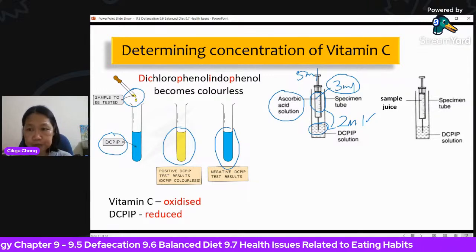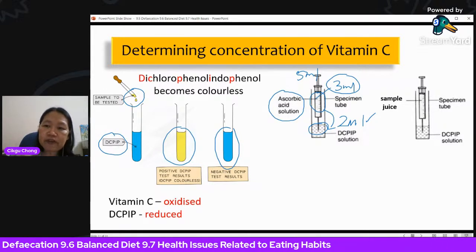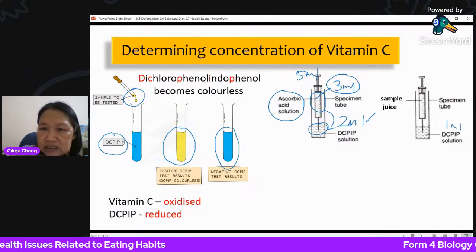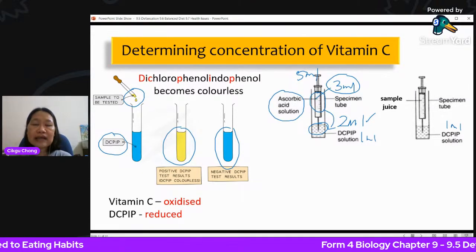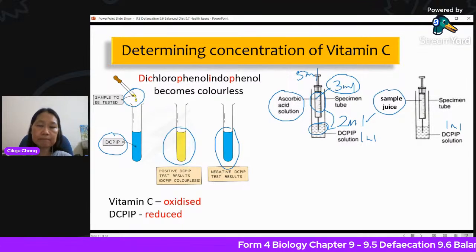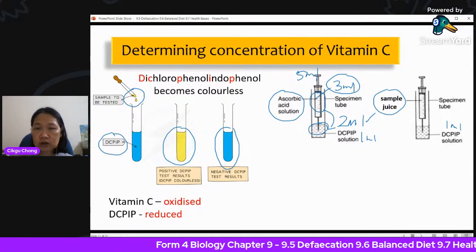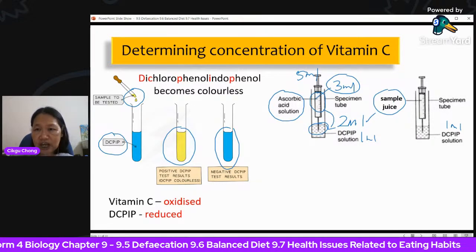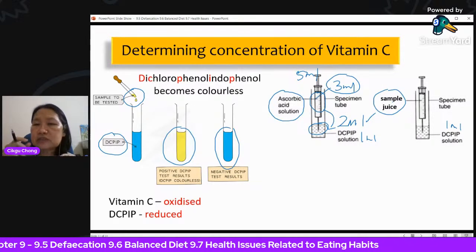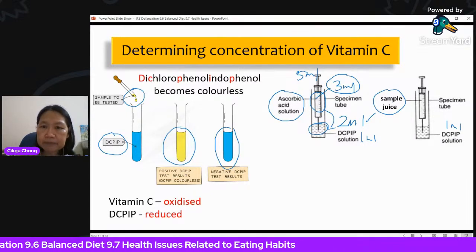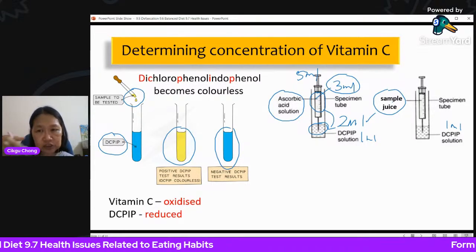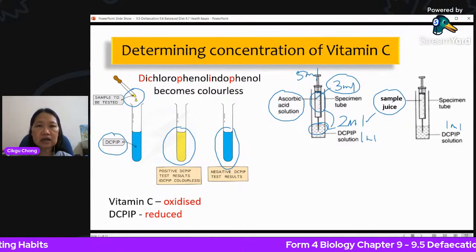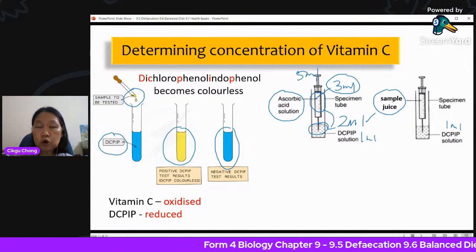Take another specimen tube, add in a fresh supply of DCPIP, usually 1 ml, and then you want to test your sample. The sample may be your orange juice, or your lime juice, or your guava juice. Now, you're ready to test your sample. You do the same thing. You add in slowly and stir it. Make sure that the color change is no more changing.